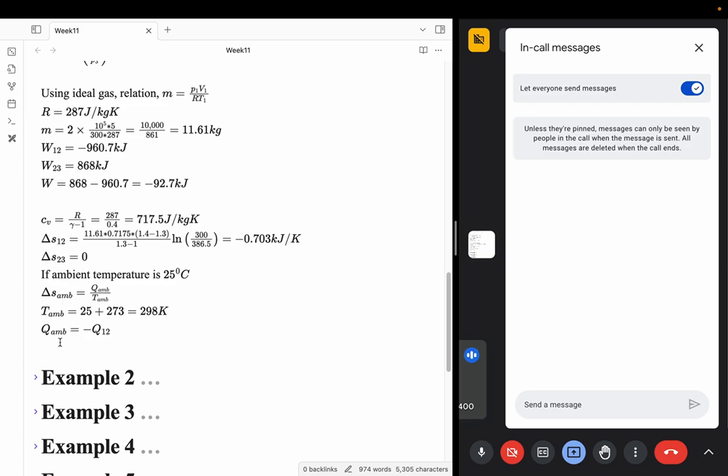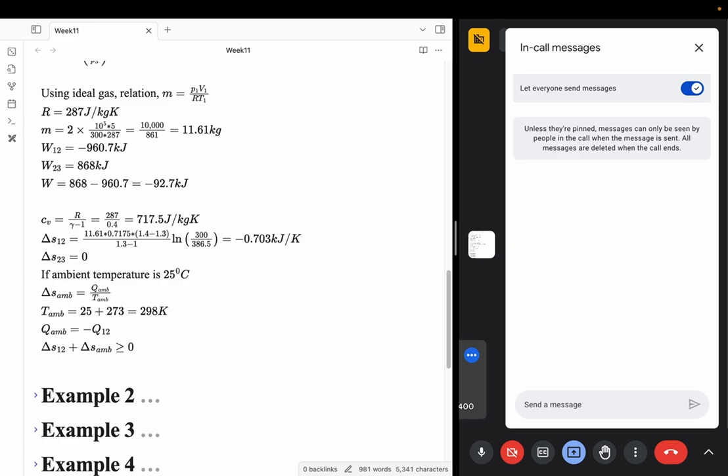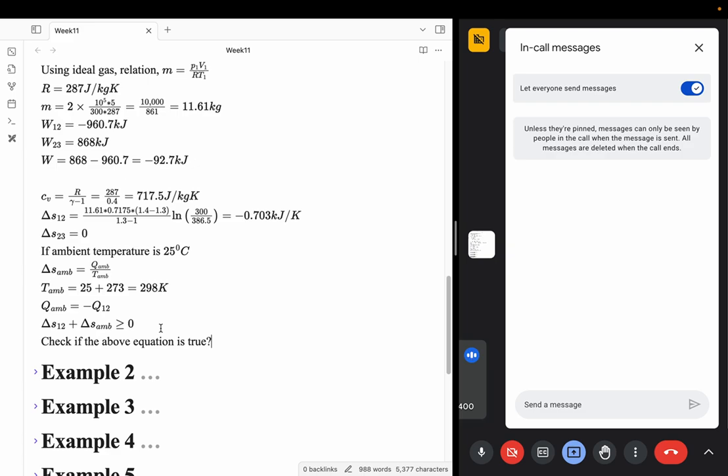You can check if delta S12 plus delta S ambient is greater than 0 or not. Should it be greater than 0 or equal to 0? Maybe I'll leave this as an exercise. You can try this later. Will it be greater than 0 or equal to 0?